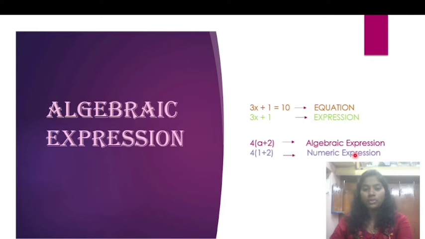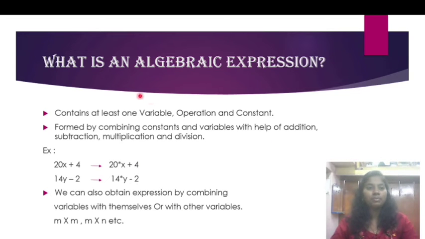And now we will go to the second part, that is, what exactly is an algebraic expression. So an algebraic expression contains at least one variable, operation and a constant. An algebraic expression is formed by combining constants and variables with the help of addition, subtraction, multiplication and division. Okay.